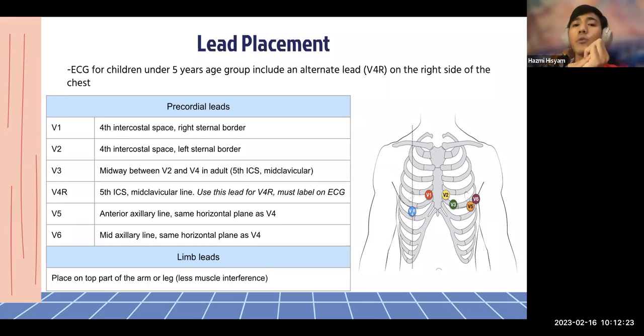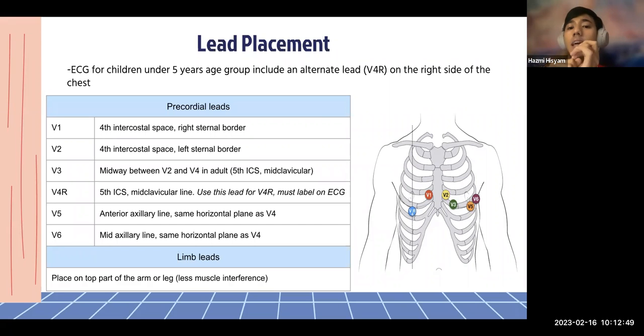So for V1, as usual, we put it at the fourth intercostal space, right sternal border. For V2, we place it at the fourth intercostal space, but left sternal border. For V3, it is midway between V2 and V4. Usually in adults, V4 will be at the fifth intercostal space, midclavicular. So for V4R, it is at the fifth intercostal midclavicular line. And if we use V4R, we must label it on the ECG.